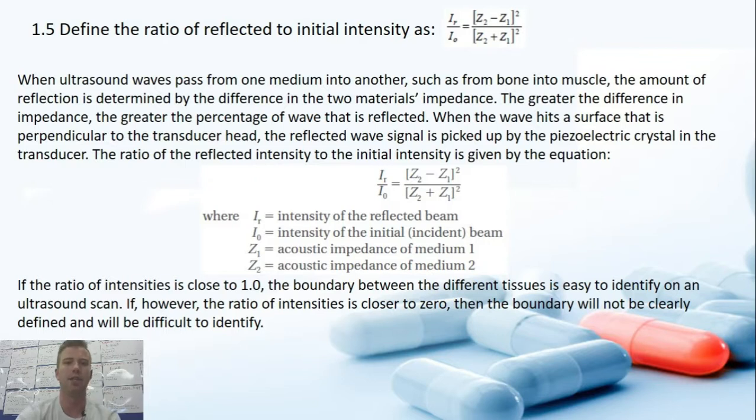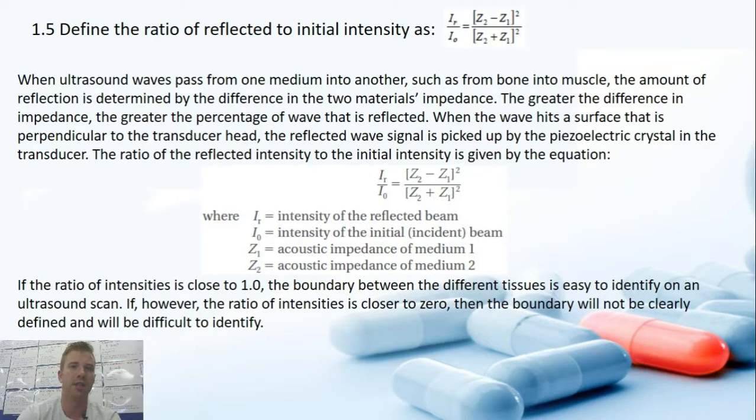Okay. If the ratio of intensity is close to 1, the boundary between the different tissues is easy to identify on an ultrasound scan. However, if the intensity is close to 0, then the boundary will not be clearly defined and will be difficult to identify.